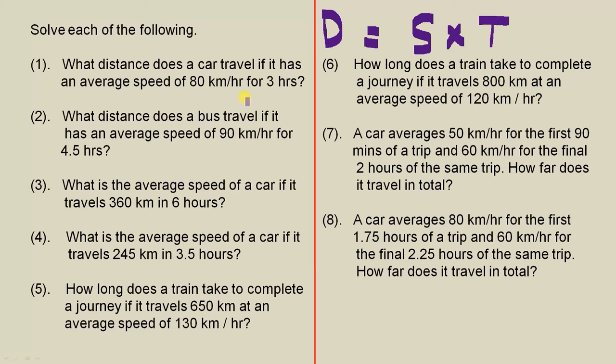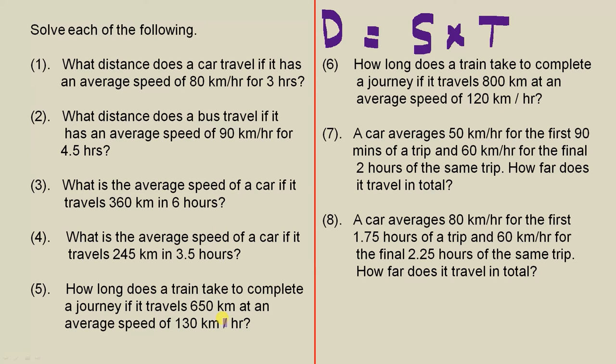So let's quickly look at the first one. What distance does a car travel if it has an average speed of 80 kilometers an hour for 3 hours? So there's your speed, so there's S and there's T. So that's the equation you use to find D, and this one is very similar. For number 3, we are asked for the average speed of a car if it travels 360 kilometers in 6 hours. So we have to find S, we're given D and we're given T. And it's exactly the same here.